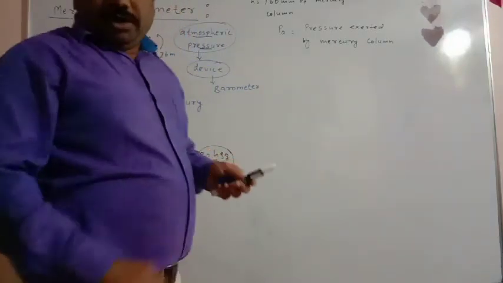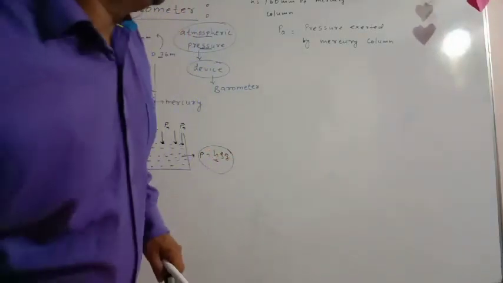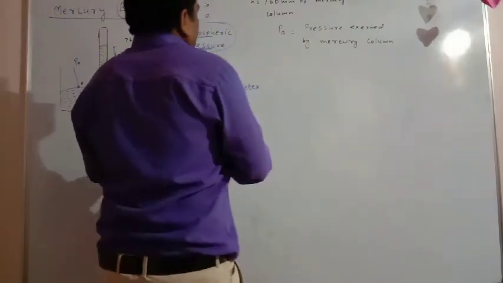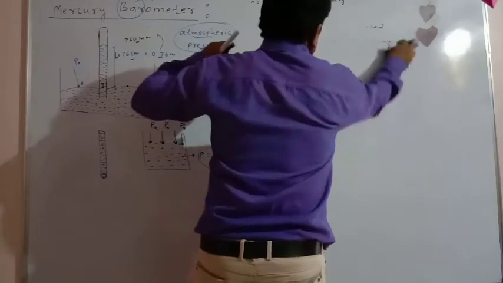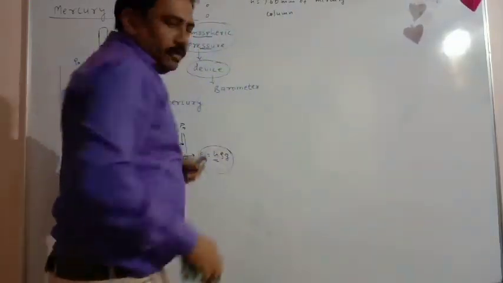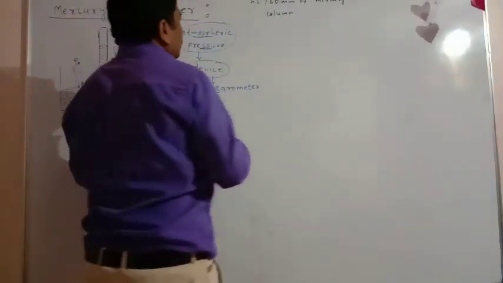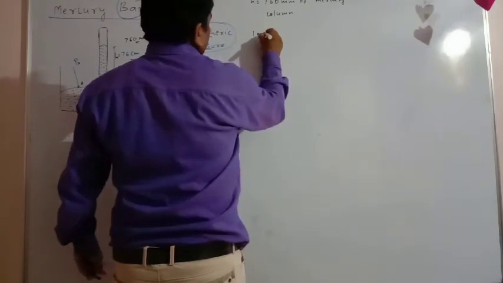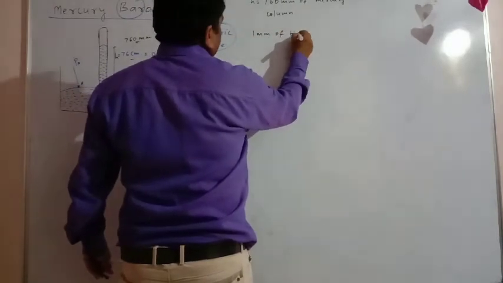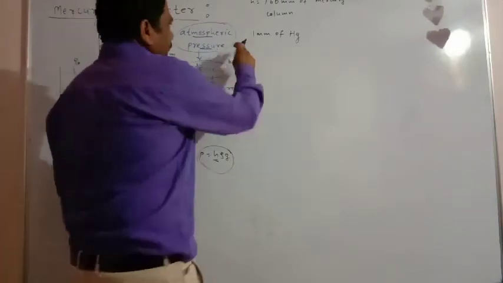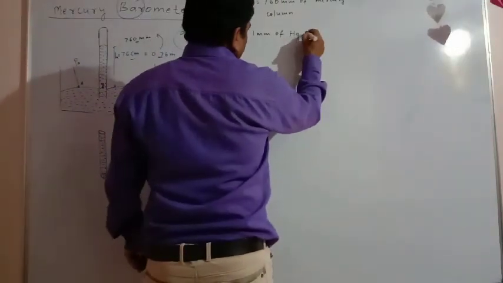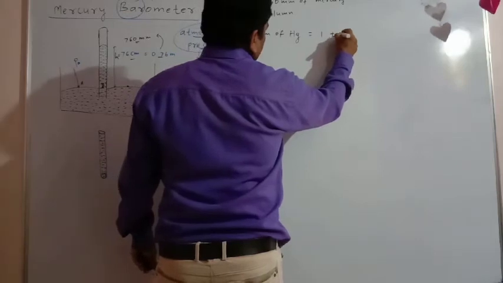So if we want to write this height in torr, then how can we write? See, 1 mm of mercury, that is Hg. Hg is the symbol for mercury. And 1 mm of Hg is equal to 1 torr.